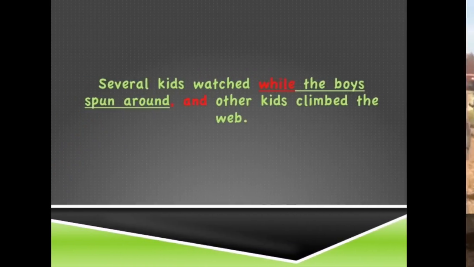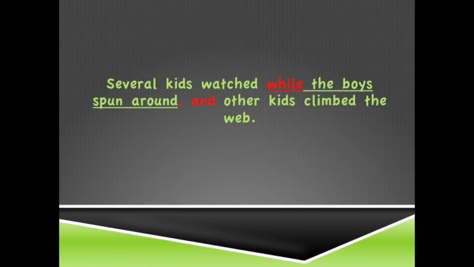Did you figure out why this is a compound complex sentence? Let's take a look. Again, I highlighted the conjunctions in red. First, while is a subordinating conjunction. So, while the boys spun around is a dependent clause. It cannot stand on its own without the independent clauses that are also in this sentence.